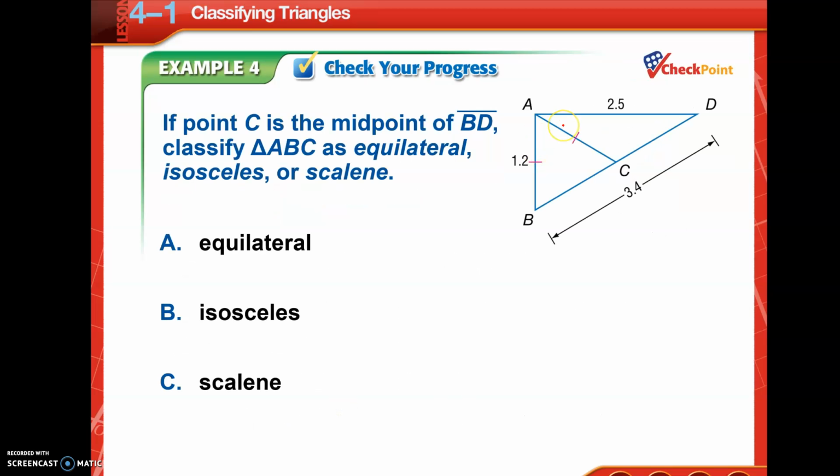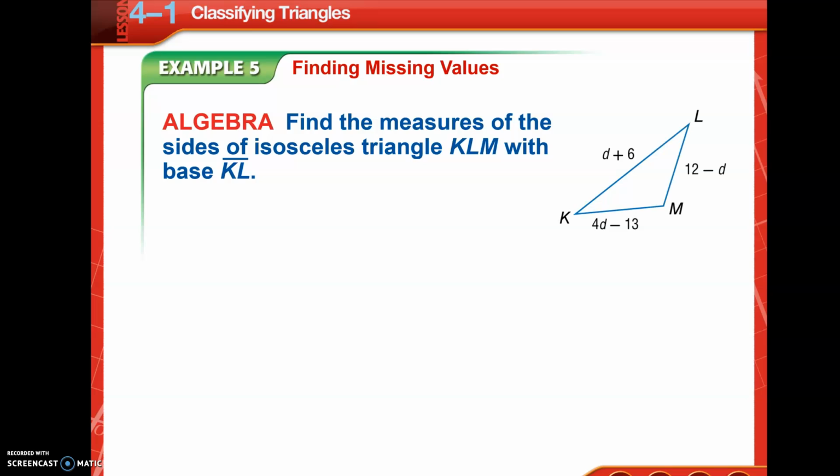So here we see this is 1.2, and then C again is the midpoint of BD, so it's halfway, so I take half of 3.4 and get 1.7. We're looking at triangle ABC, and we see it has 2 equal sides, so it'd be isosceles. And then you can keep going there. And then we can use what we know.